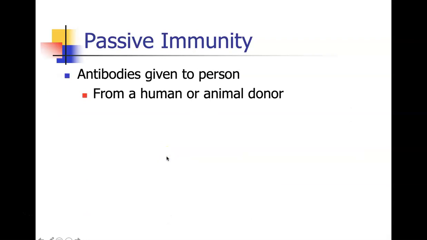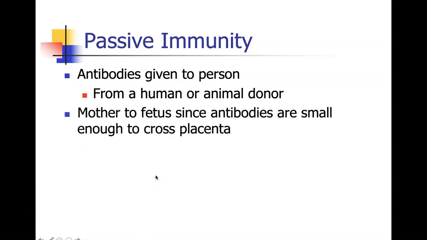Okay. So this was tried with COVID too, passive immunity, where antibodies are given to a person. So you can take antibodies created from human plasma or an animal donor and give them to someone. Doesn't always work that well, but it can. We also see this happening naturally from mother to fetus. Antibodies are small and they can cross the placenta. So if someone gets vaccinated when they're pregnant, they can pass antibodies on to the fetus.